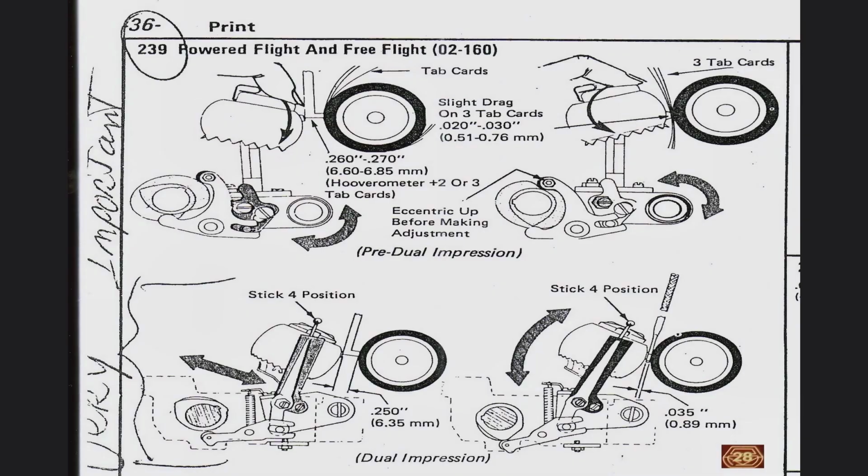We find both of these adjustments, the rest position of the rocker and the maximum drive position of the rocker, shown in our adjustment manual under the title of Powered Flight and Free Flight. Notice that on the left side, the same frame also contains both of these adjustments for the pre-dual impression machines.